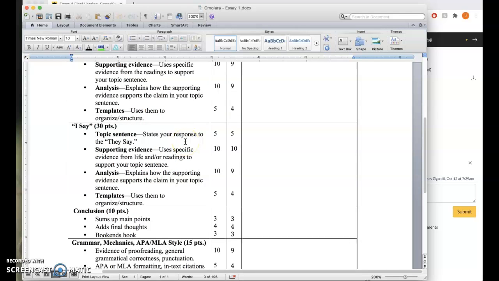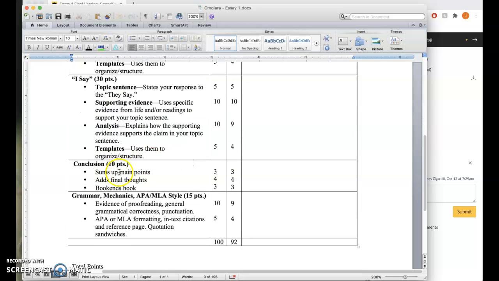So here's where you're getting into the conversation, right? You're saying, hey, here's what I think. That's what Gladwell thinks. This is what I think. I agree with him. I disagree with him. I'm of two minds, whatever the case may be.